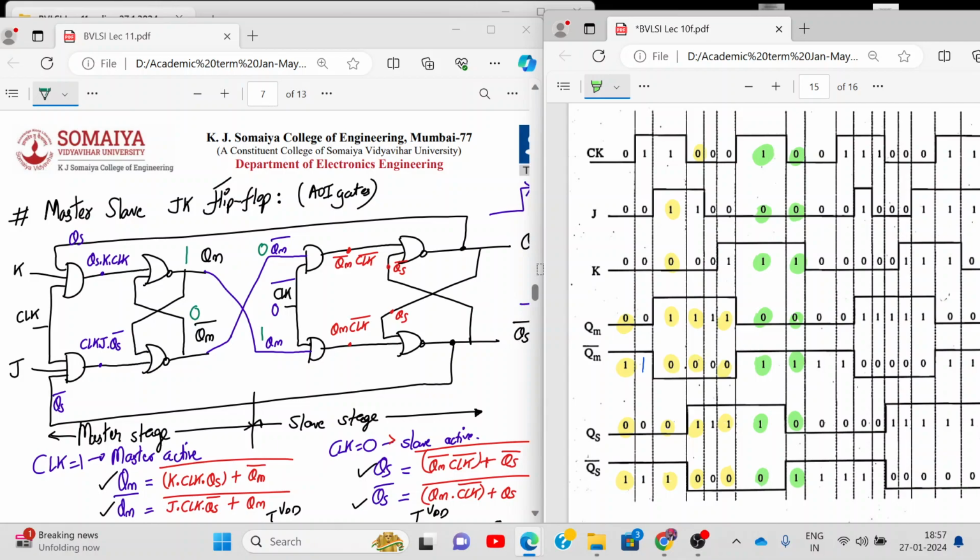Yes, sir. Understood. Now again see here, see again the clock is 0, J and K is 0 0, so it should hold the previous state, right? So it is holding the previous state, no problem. Now the clock has become 1, so master active हो गया, J and K is 0 0, it's holding the previous state, and master is following that, right? Yes. Sorry, slave is following the master. हाँ, slave is following the master.